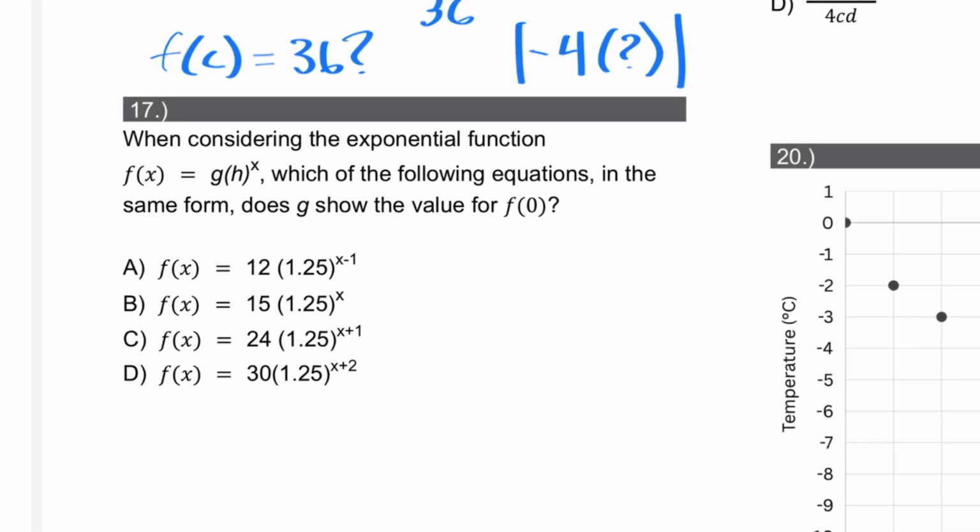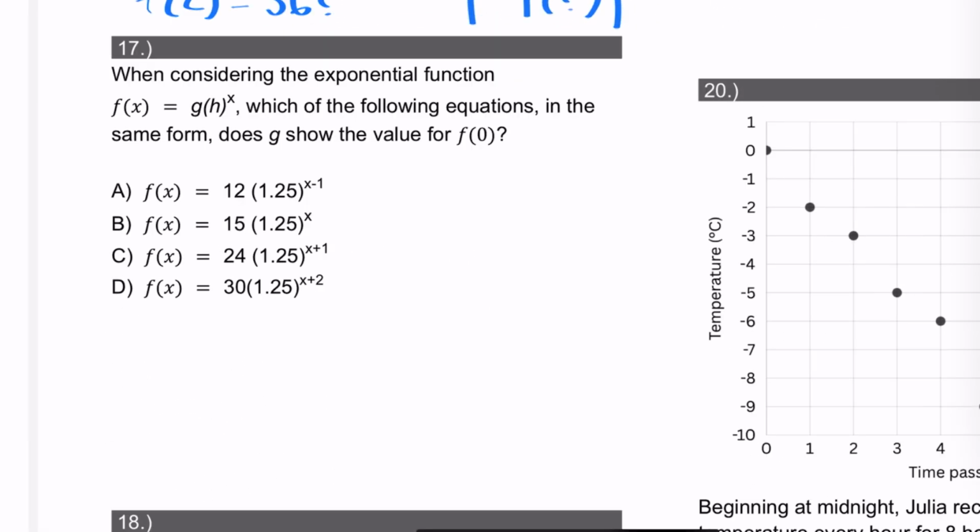Number 17. When considering the exponential function f of x equals g times h to the power of x, which of the following equations in the same form does g show the value for f of 0? Okay, the problems are starting to get harder. Just the way that they word them is very confusing sometimes.